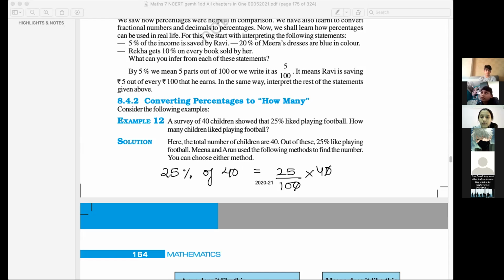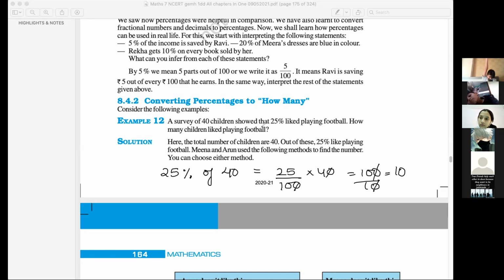Okay, so what is 25% of 40? We can cancel the zeros: 5 fives are 25, 5 twos are 10, and 25 four times is 100. So it is equal to 10. That means 10 children liked playing football. Out of 40, 10 children liked playing football.